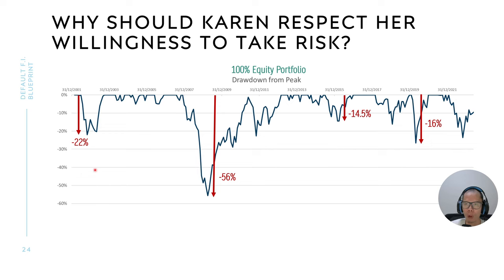Why should Karen respect her willingness to take risks? Because of this kind of thing. Not everyone can take this. It's nice to see in graphs: -22%, -56%, -14%. But as you live through that period, and for some people who are quite attached to the news, it might not be such an easy experience, and they will be wobbly about it. Different people behave differently, and they might not be able to take this kind of thing.